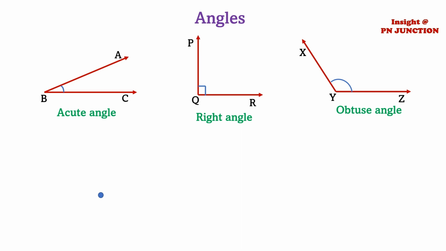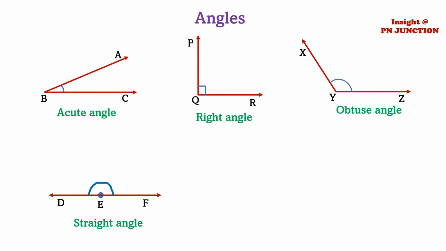A straight angle measures exactly 180 degrees. The two rays forming the angle are opposite to each other. In this figure, angle DEF is a 180-degree angle or a straight angle.